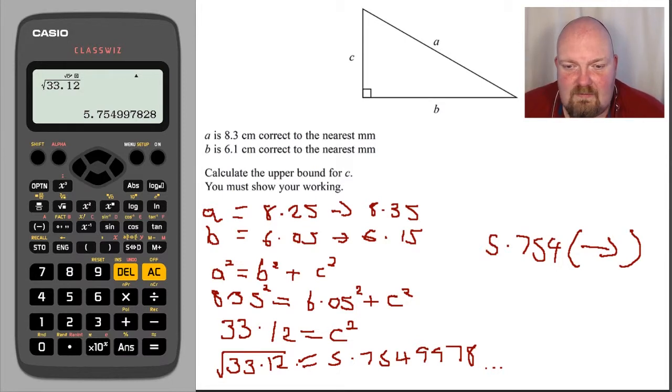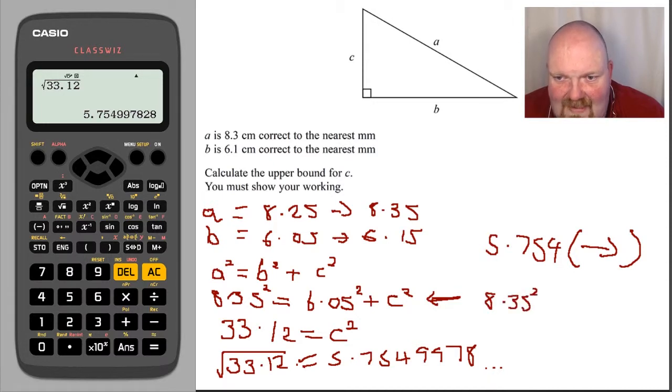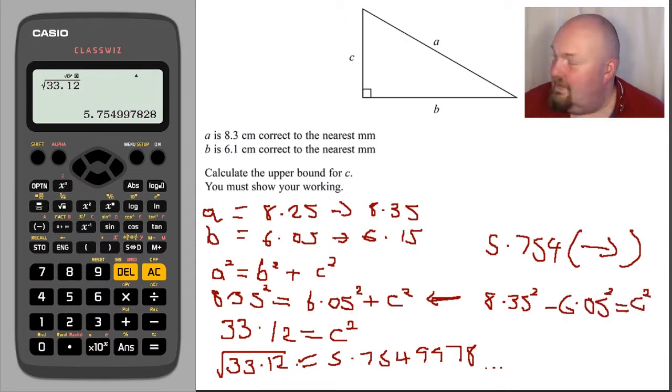The one thing I didn't make explicit there was at this point where we rearranged the formula. So obviously what I did was I said 8.35 squared take away 6.05 squared, and that equals c squared. Okay, that was the one little bit that I didn't do explicitly, but hopefully that kind of makes sense.